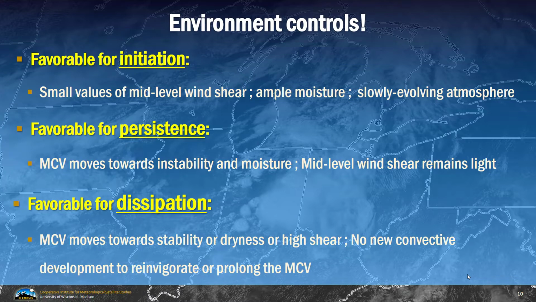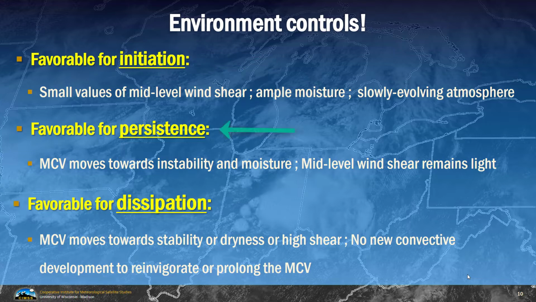The environment controls whether or not the MCV is going to persist with time. First of all, for one to initiate, you need environmental conditions that are similar to what you might see with a tropical cyclogenesis: small values of mid-level wind shear and ample moisture. If you have an atmosphere that supports MCV evolution today, because it's slowly evolving, you might have the same kind of threat for an MCV tomorrow.